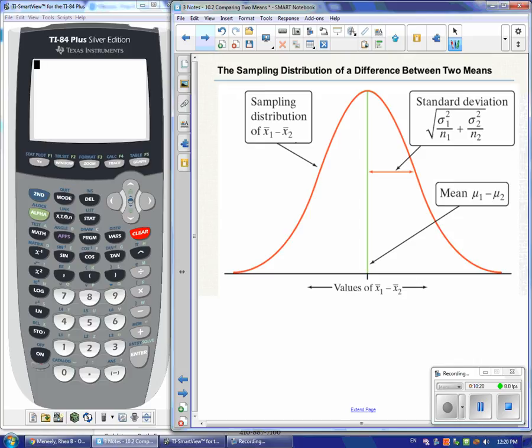If you're actually looking at a graph, this would be a normal distribution for your x bar 1 minus x bar 2. If you're stuck in a situation where you don't have the standard deviations of the populations, then you're stuck using your sample standard deviations. In a situation like that, we're no longer using a standard normal distribution. This is called our standard error, and we must use a t-distribution. And again, your calculator will tell you the degrees of freedom that you would use in such a distribution.